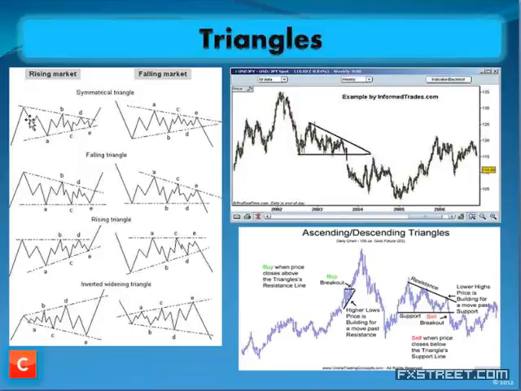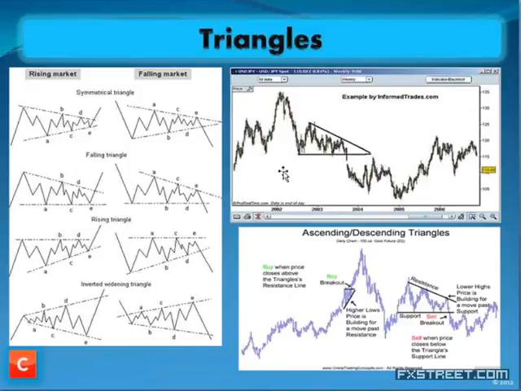You measure this bit here on the breakout. So, 50 points, you add 50 points here, up you go by 50 points. Exactly the same on the downside. Exactly the same here. Your measured targets are never different. You always measure the start of the triangle to where it breaks out from the apex. Okay? And you can see here where it went.